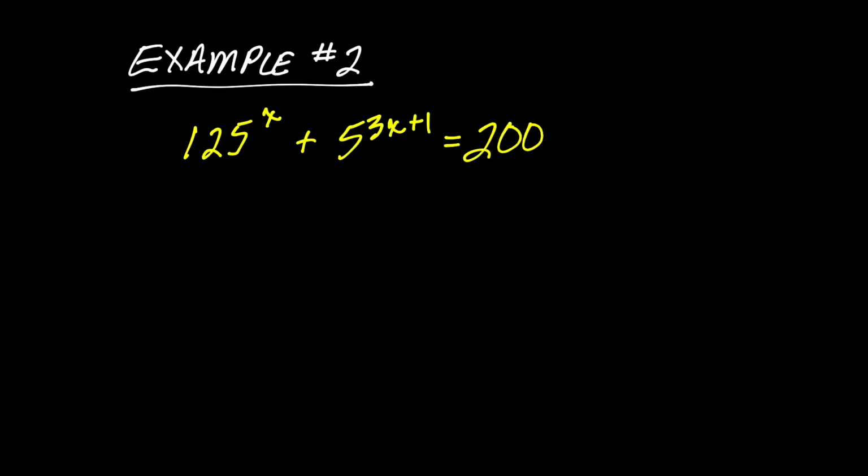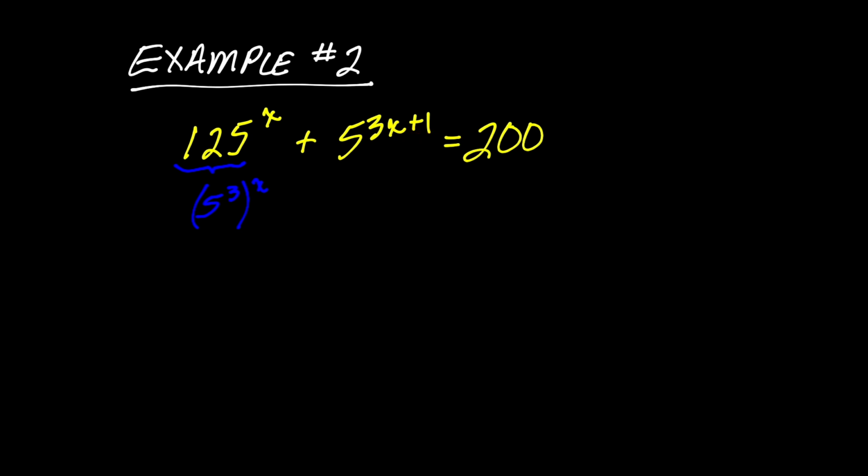Okay, looking at example number 2 here. A lot of these, like I said, really hinges on a student's ability to know their perfect squares and perfect cubes, especially the ones that get used more frequently. So what I'm looking at here is I like that 125 is 5 cubed to the x. And why do I like that? Because I see a 5 to the 3x here. 3x, 3x. So this is very similar to the last example.